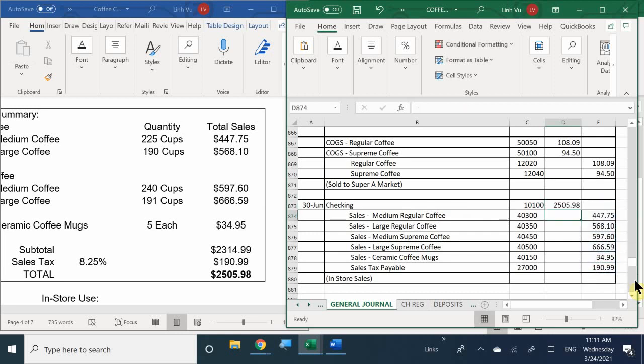Okay, so I'm going to equal sum this. All right, I should get 2505.98. Excellent. Okay, so let's go ahead and update our ledger.